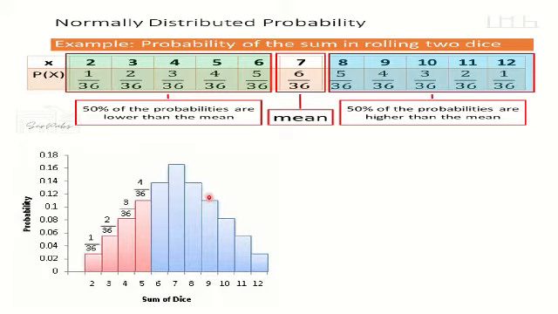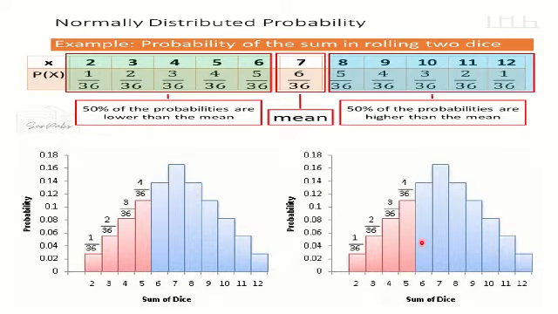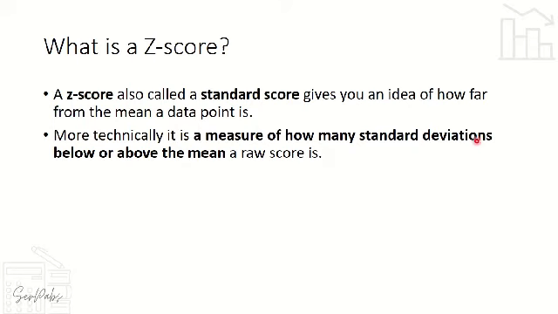So, kung i-convert natin ngayon yung ating normally distributed data into a bell-shaped curve, ganito yung magiging itsura niya. So, i-connect lang natin yung mga bar natin that represents the sum of the probability. So, we have here a normal curve. Then, what is a Z-score? So, ano ba yung Z-score na tinatawag na yan?